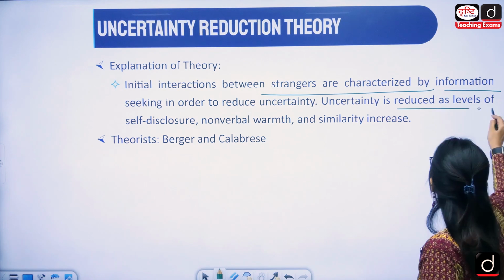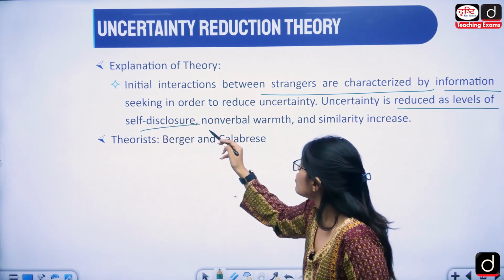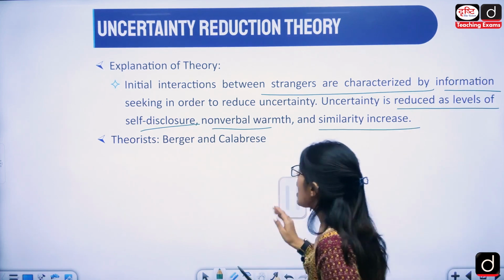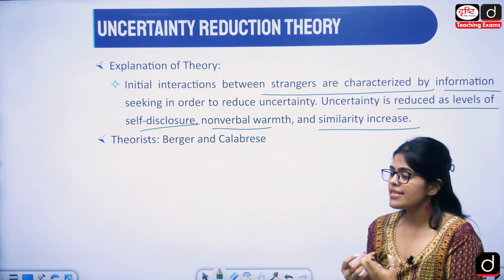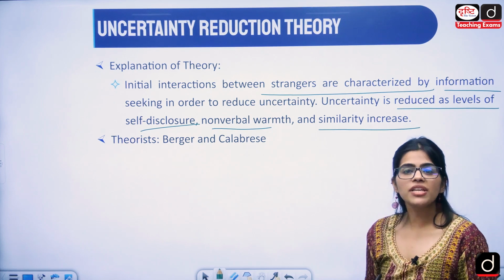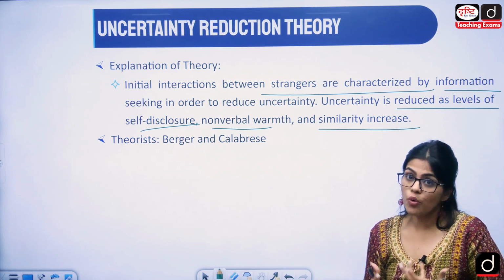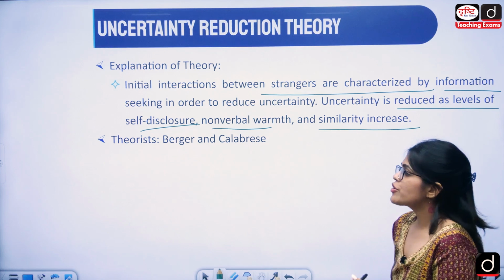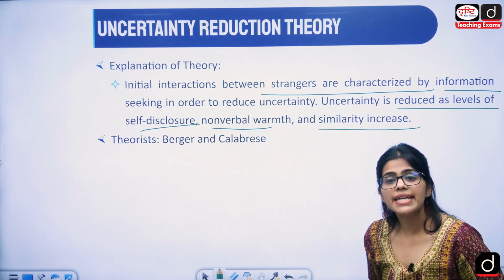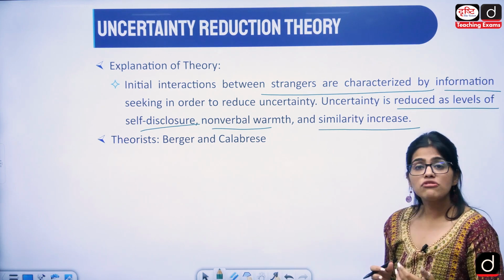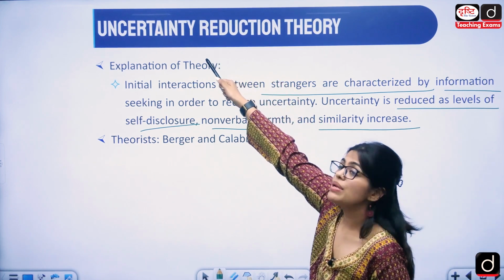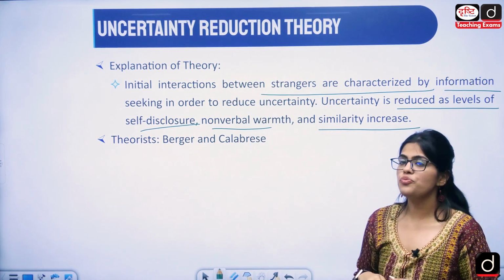So uncertainty is reduced as levels of self-disclosure, non-verbal warmth and similarity increase. As self-disclosure happens, as you try to explicitly talk about yourself, as the non-verbal warmth is there, both verbal and non-verbal communication become important. When you're talking to someone with full warmth, they will also accept that and the uncertainties will reduce. And lastly, because of this, the similarity between you will increase and the uncertainty will be reduced and proper communication would happen, right?